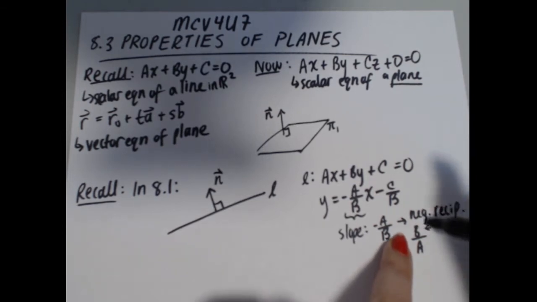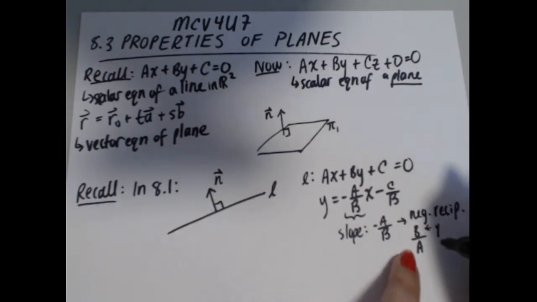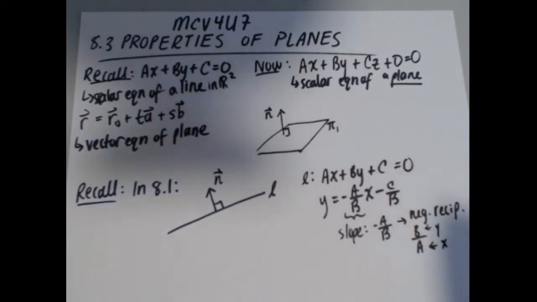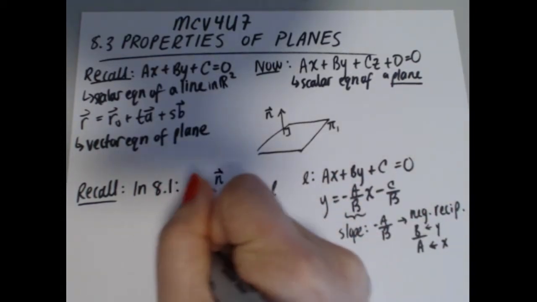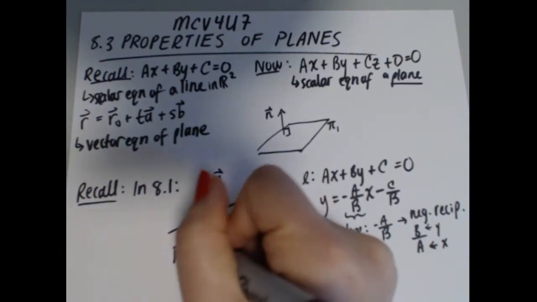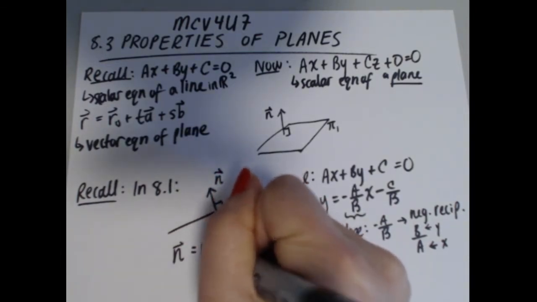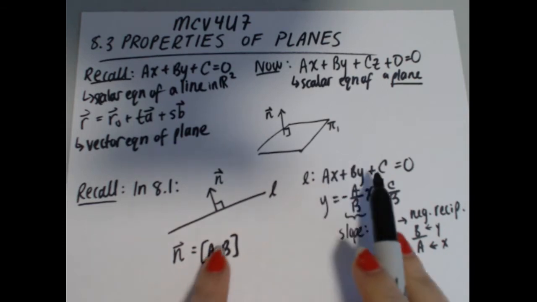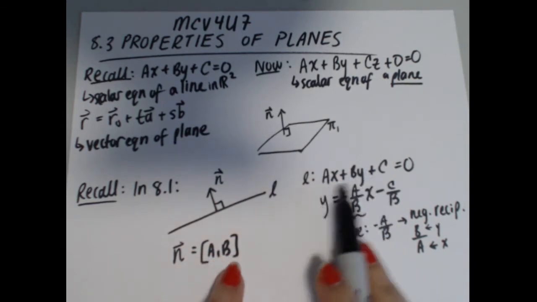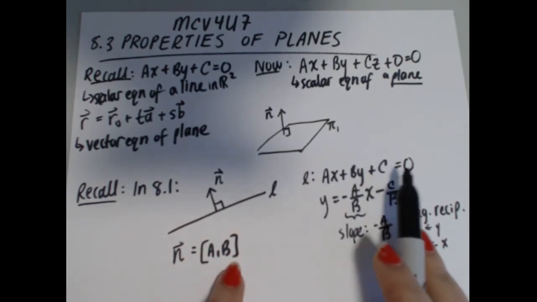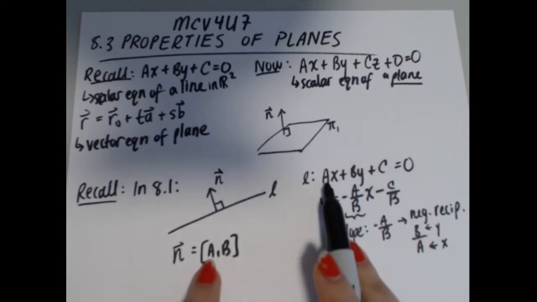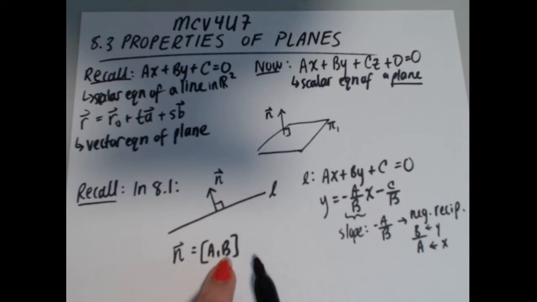And then you just have to remember that with slope, the numerator represents the rise or the y value, and the denominator represents the run or the x value. And so what we end up getting is that n can be expressed as the following vector, a comma b, which were exactly the coefficients of x and y in the standard equation for this line. Okay, so whatever the coefficients are for x and y, a and b in this case, that makes up the normal vector. And we're going to use the same idea here.